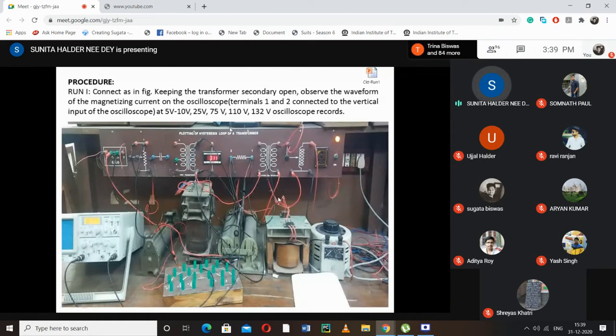Then what is written? This I had copied from your instruction manual. Connect as in figure, keeping the test transformer secondary open. Observe the waveform of the magnetizing current on the oscilloscope. Terminals 1, 2 are connected to the vertical input of the oscilloscope at 5 to 10 volt, 25 volt, 75 volt, 110 volt, 132 volt.